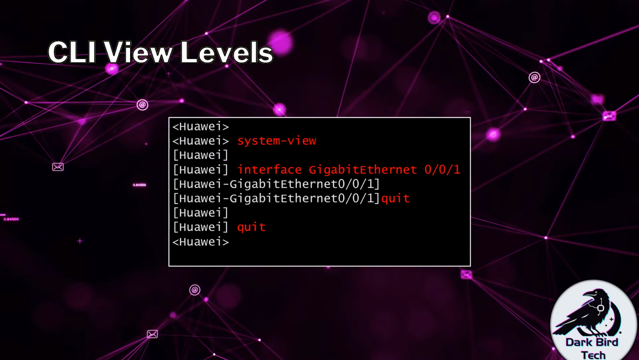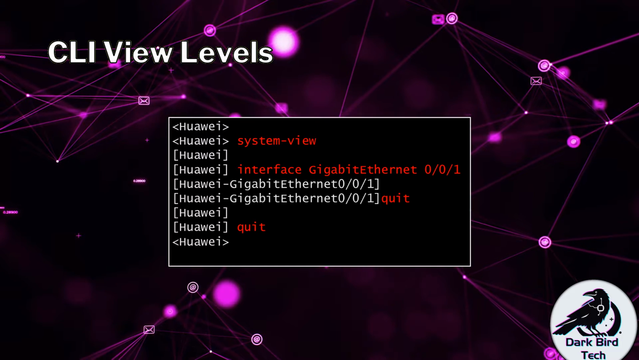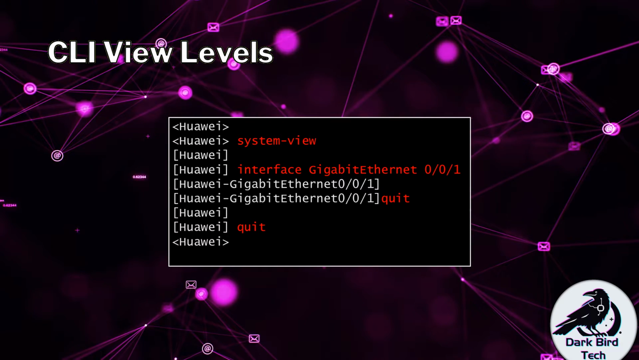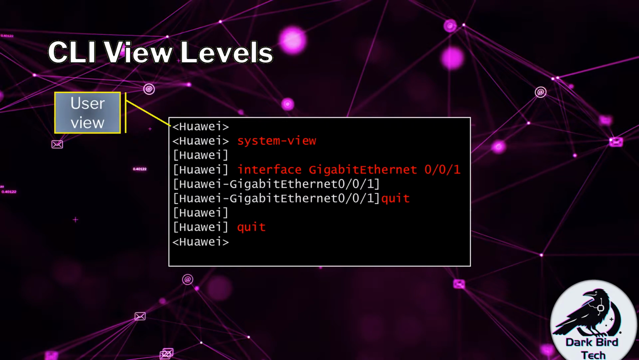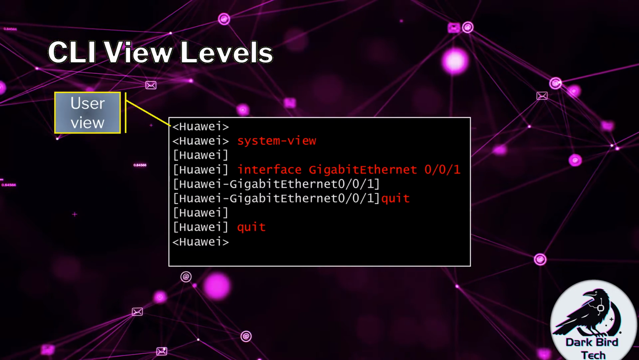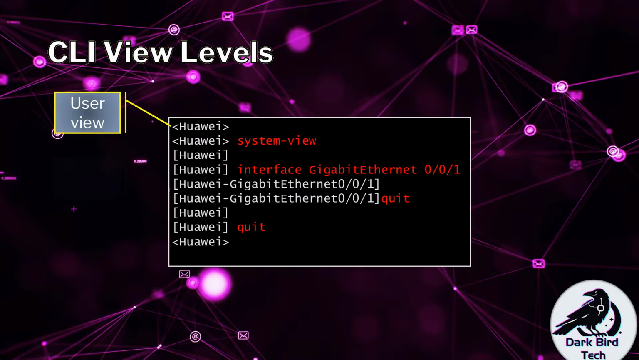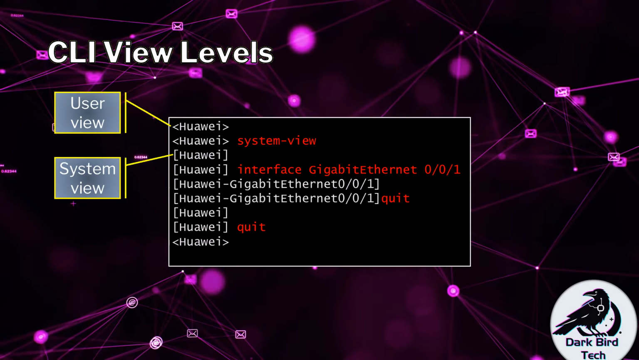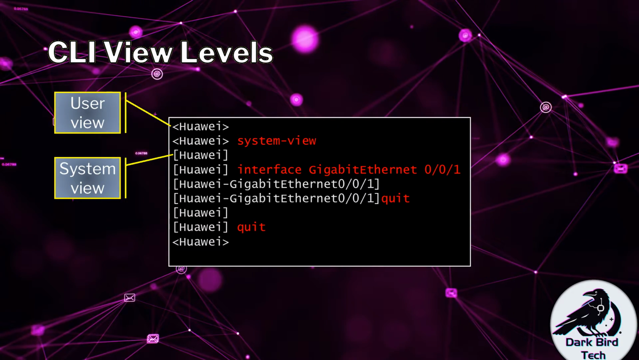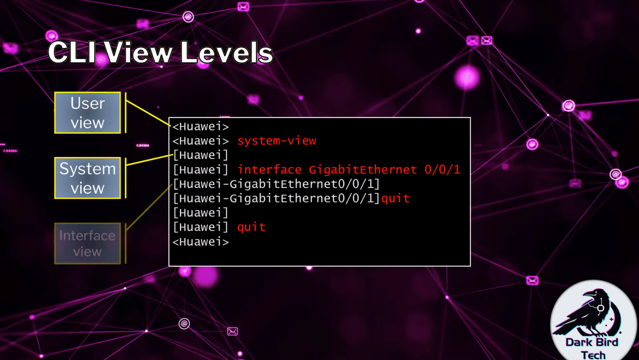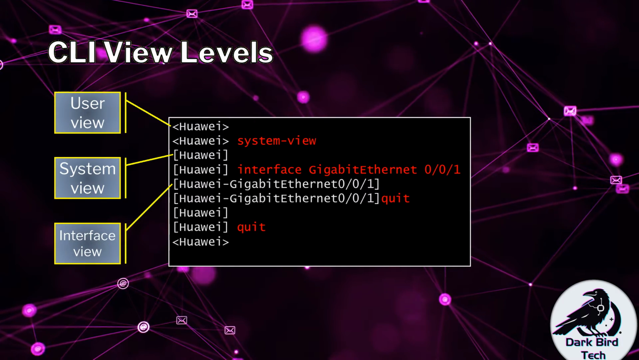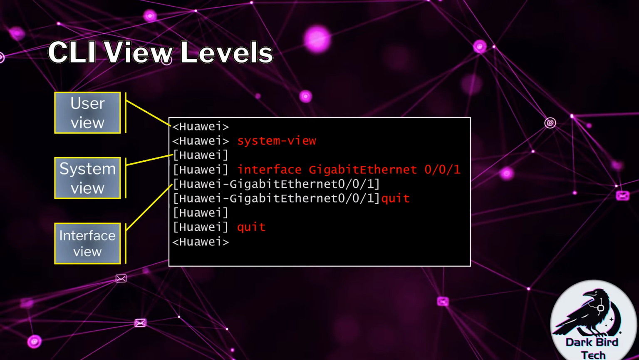If you see the device's name, which by default is usually Huawei, in greater than, less than symbols, or the left right arrow thingy, that is user view. If you see the device's name with nothing else, in square brackets, you're in system view. If you see square brackets, the device's name, dash, and an interface type and ID number, you are in interface view.